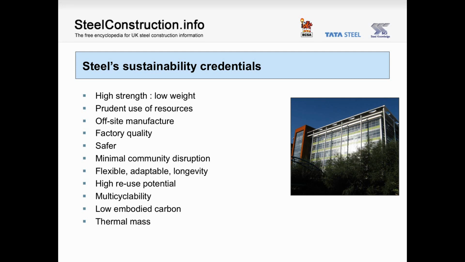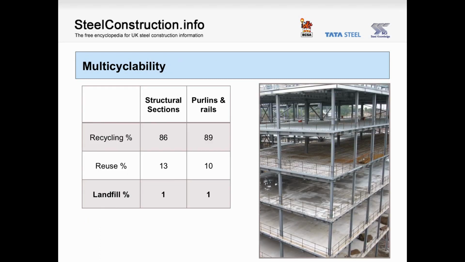Multicyclability, low embodied carbon and thermal mass will be covered in the next few slides. This table shows the recovery and recycling rates of constructional steelwork. There's a well-established global scrap industry, and scrap steel has a value, and because of this, it's always been recycled. The recycle rates are very high, and very little, if any, material finds its way into the waste stream at all.